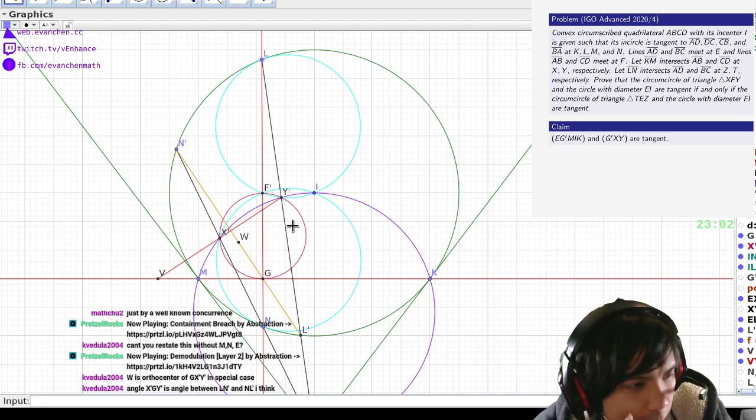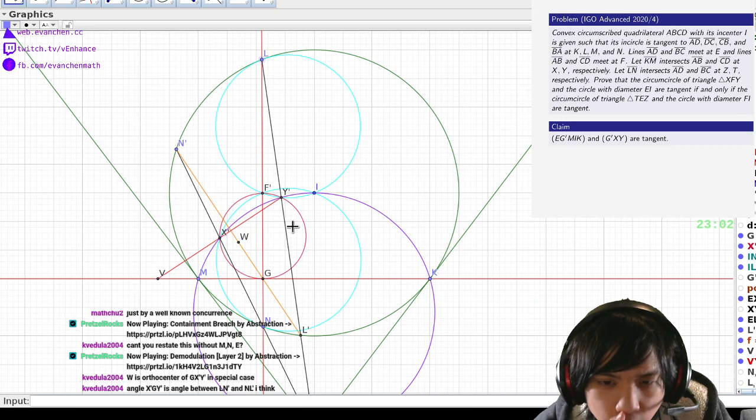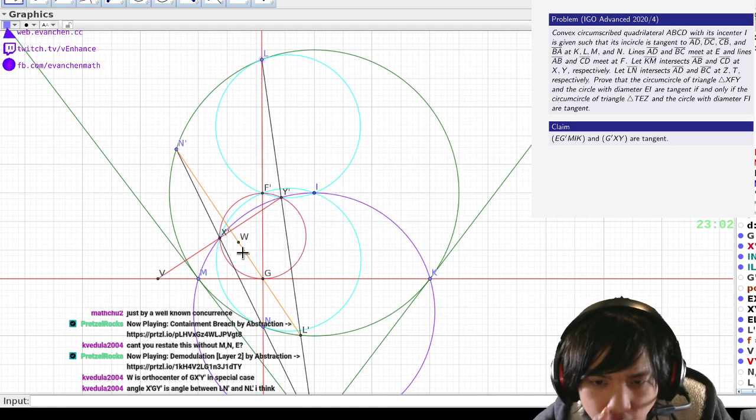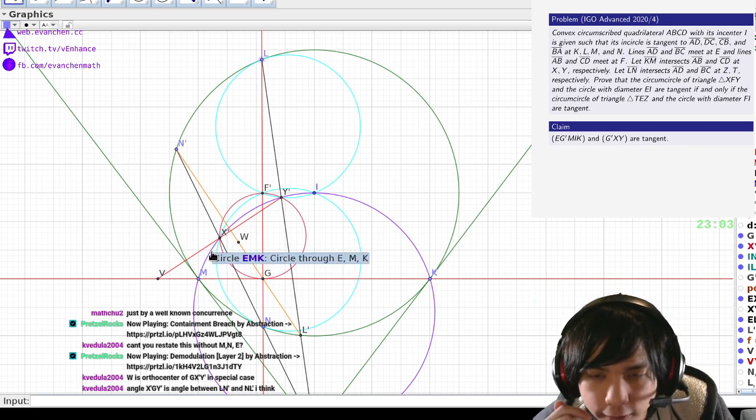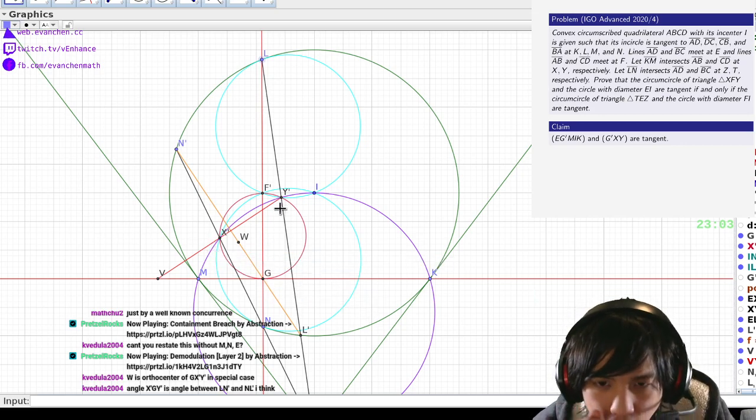X prime G Y prime is the angle between L N prime and M prime L. Oh, how do you get that unconditionally? Because that's what I need. Because right now what I have is like if F prime lies on the circle, then X prime G Y prime is like X prime F Y prime, and then I get the two angles. If there's a second way to get at that angle, I want to know.